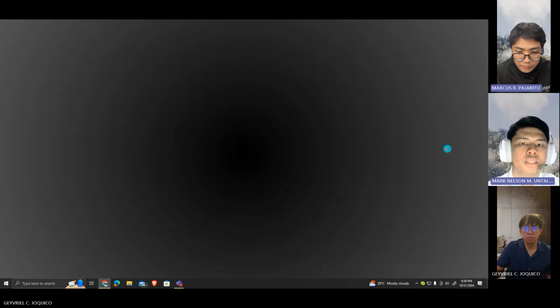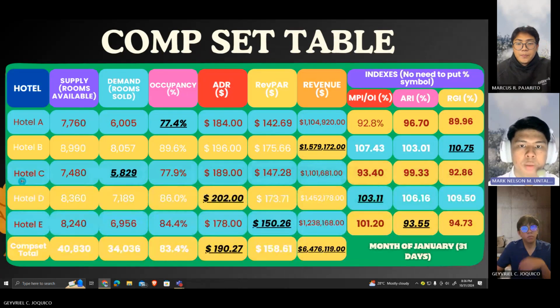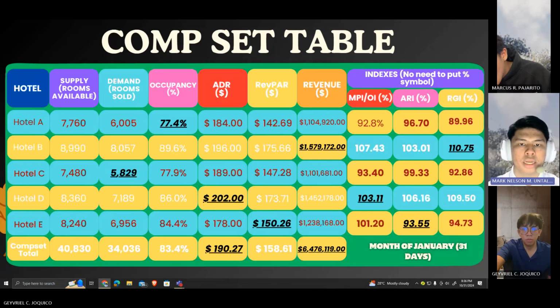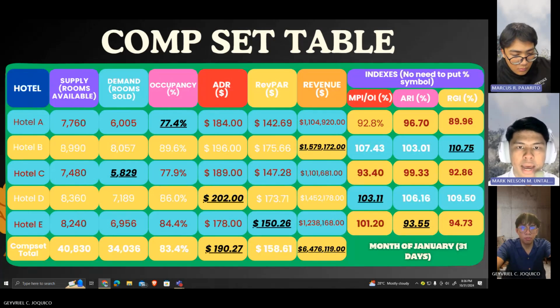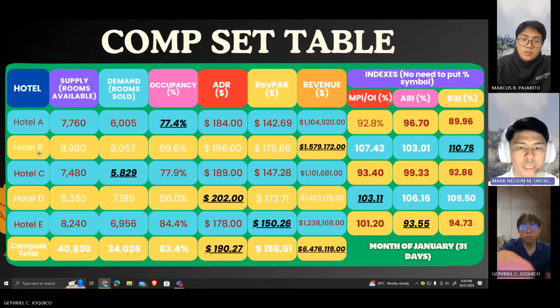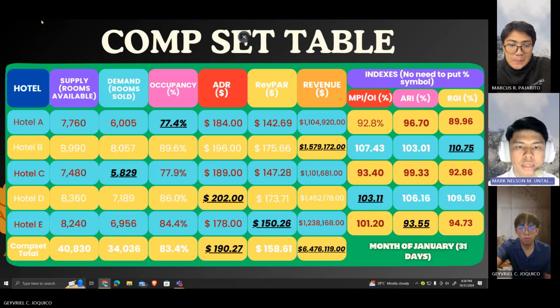For our analysis interpretation, in January, the performance analysis of Hotels A to E offers key insights into their market positioning. Hotel B leads with 8,057 rooms sold and an 89.6% occupancy rate, highlighting its strong market appeal, likely due to effective marketing, location, and brand reputation. In contrast, Hotel C had the lowest demand with 5,829 rooms sold and a 77.9% occupancy, suggesting challenges in attracting guests, possibly due to pricing or competition.